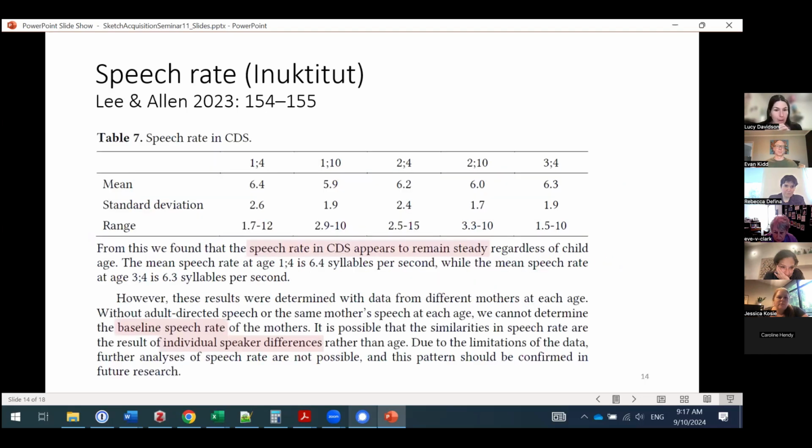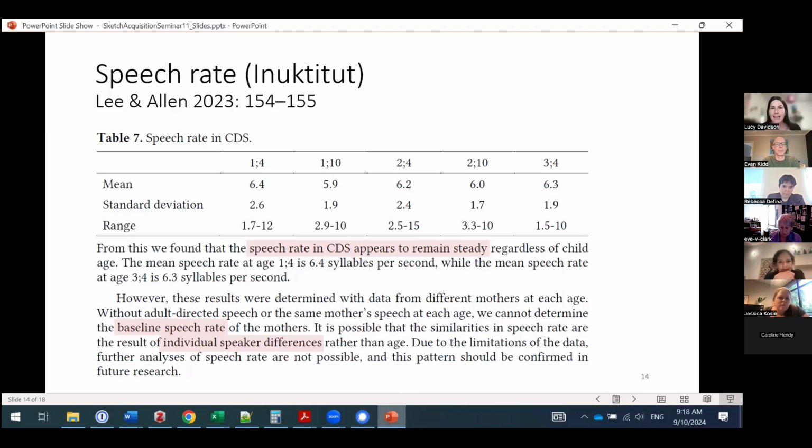So what they found is that the speech rate in child-directed language appears to remain steady, irrespective of the child's age. So you can see that the mean speech rate at the age of 1 year and 4 months is 6.4 syllables per second, and then the mean speech rate at the age of 3 years and 4 months is 6.3 syllables per second. So it remains quite steady. It's basically the same. But as you can see in the next paragraph here, written in the Inuktitut sketch, there's no baseline speech rate of the mothers because there isn't enough adult-directed speech.